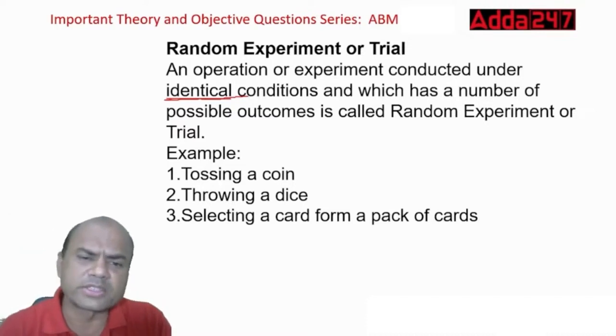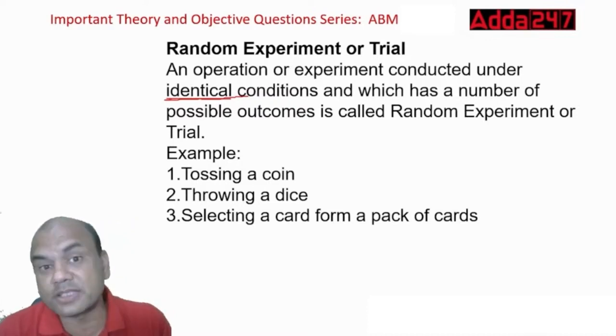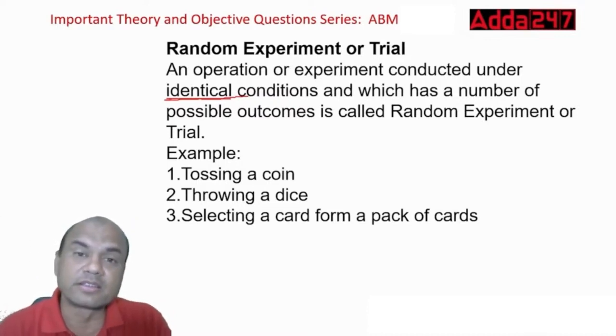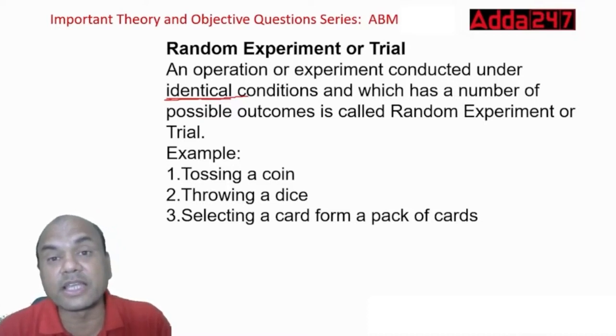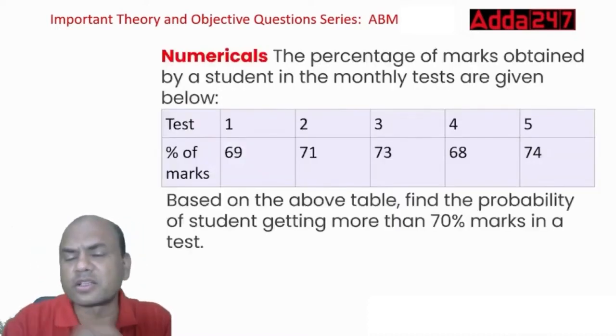Tossing a coin, throwing a dice, selecting a card from a pack. These are all bookish examples. The latest examples are designing the COVID vaccine and designing Chandrayaan. These are all the latest examples. Now let's solve the numericals.